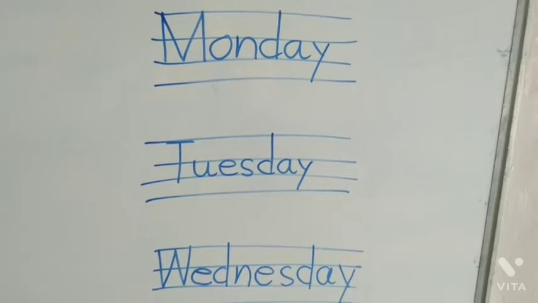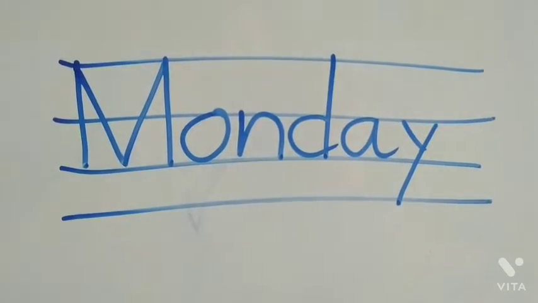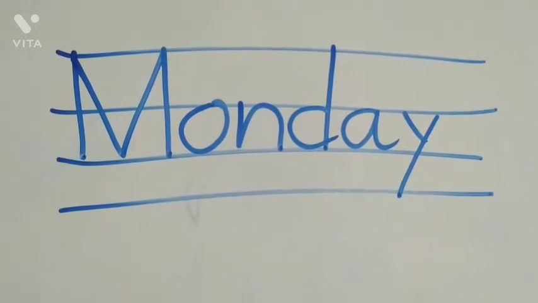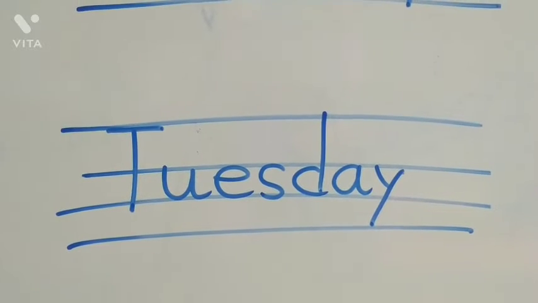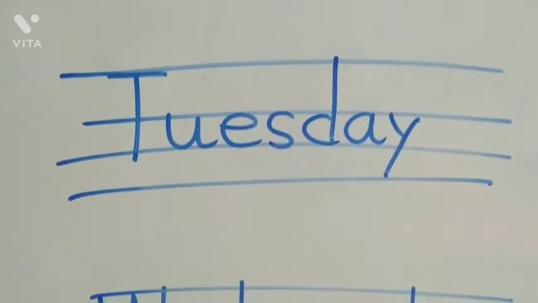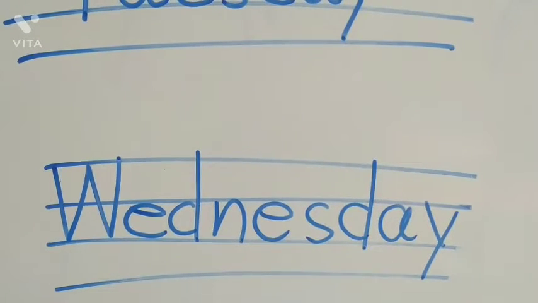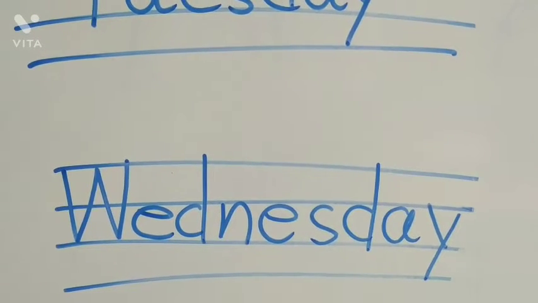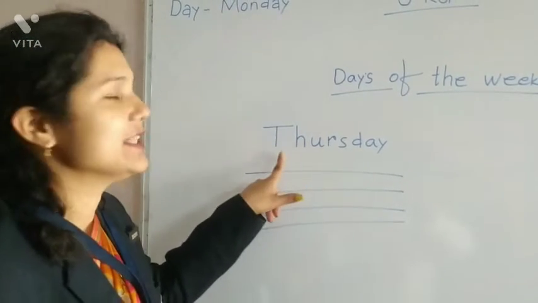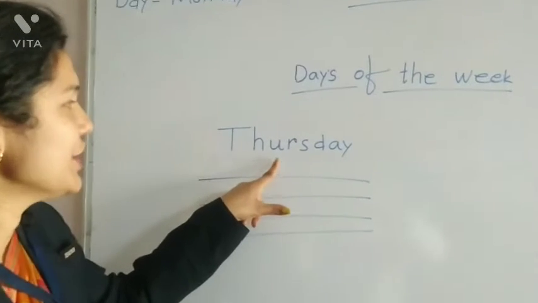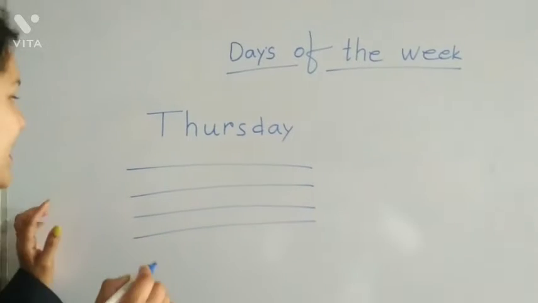Kids, we have already learned the spelling of Monday, M-O-N-D-A-Y, Monday, Tuesday, T-U-E-S-D-A-Y, Tuesday, and W-E-D-N-E-S-D-A-Y, Wednesday. Today, we are going to learn the spelling of Thursday, T-H-U-R-S-D-A-Y, Thursday. How to write Thursday?